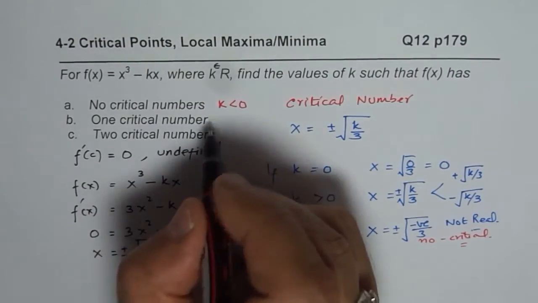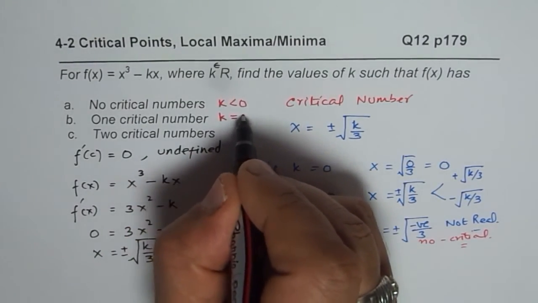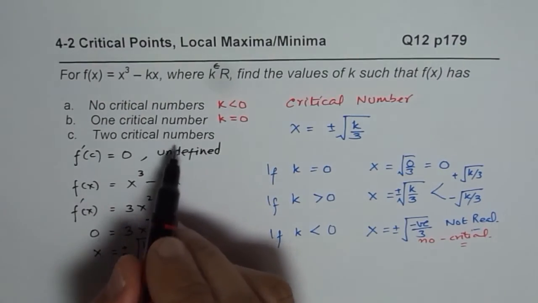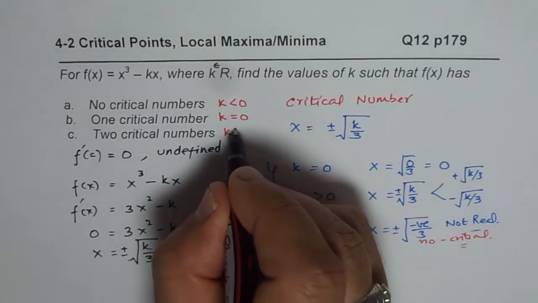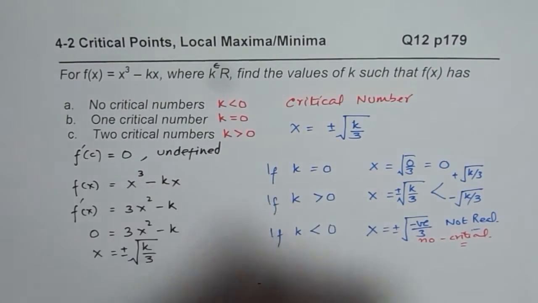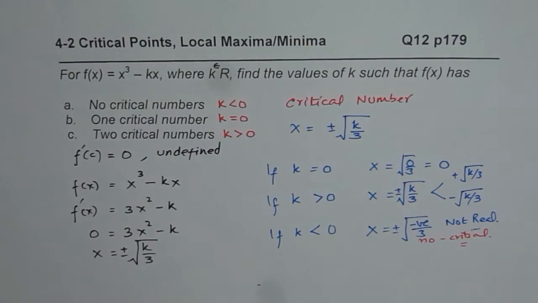For one critical number, k should be equal to 0, and for two critical numbers, k should be greater than 0. So that is how we can answer this question.